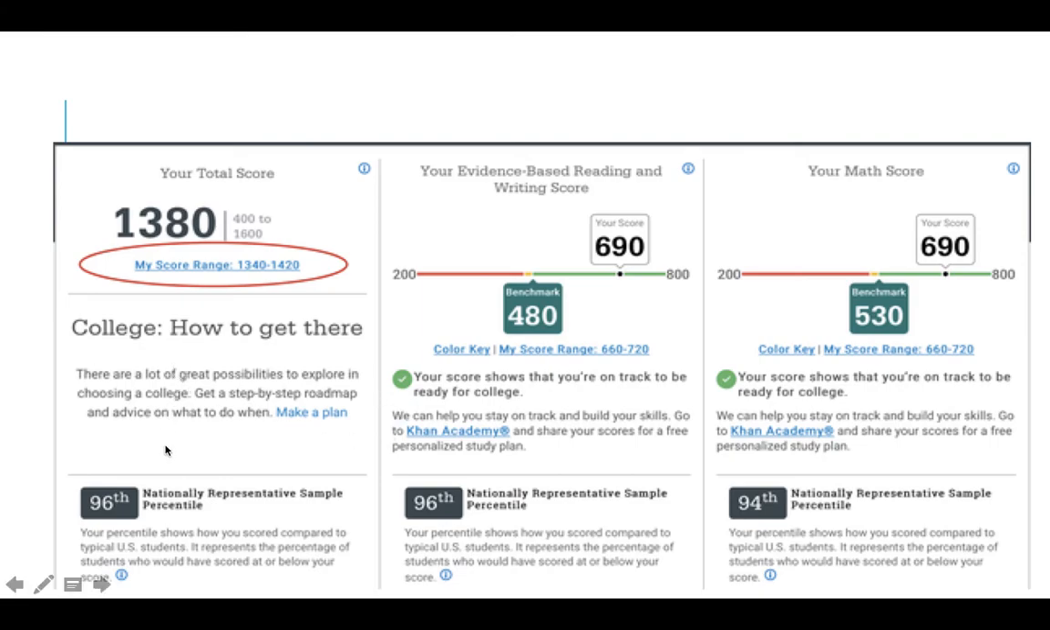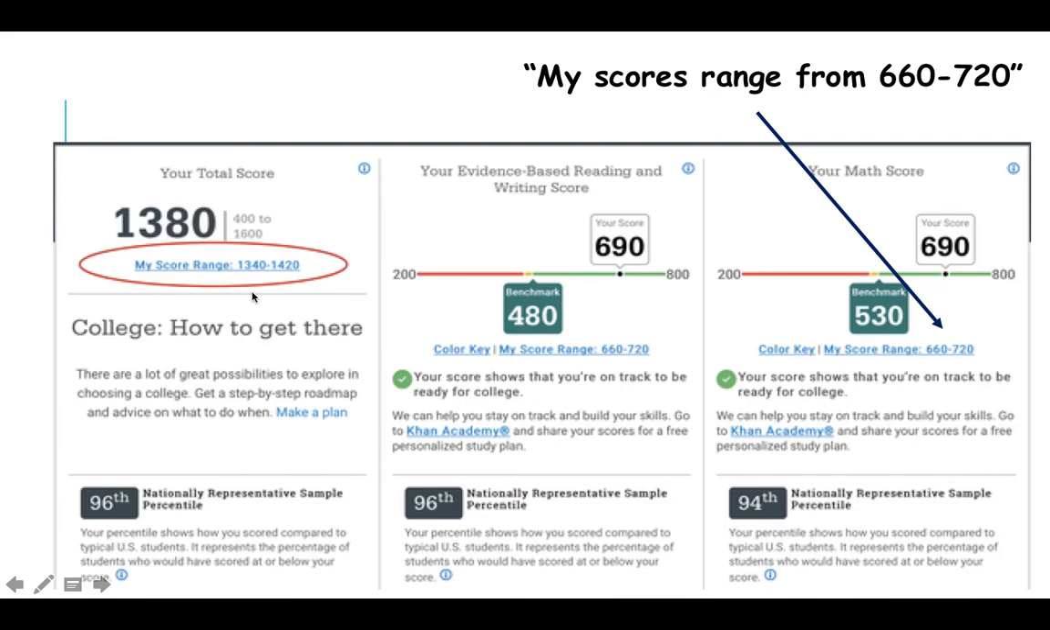The big hint for me to know that this is norm referenced is I see these percentiles. So this student is in the 96th percentile on a nationally representative sample, which is really good. That means they scored the same or better than 96% of the students who took the test, right? And then if I look at their sub-scores, they were 96th percentile for reading and writing and 94th percentile for math. Again, that score range, there's your reliability. So my scores range from 660 to 720. If I took it again, I would be in this range, okay?